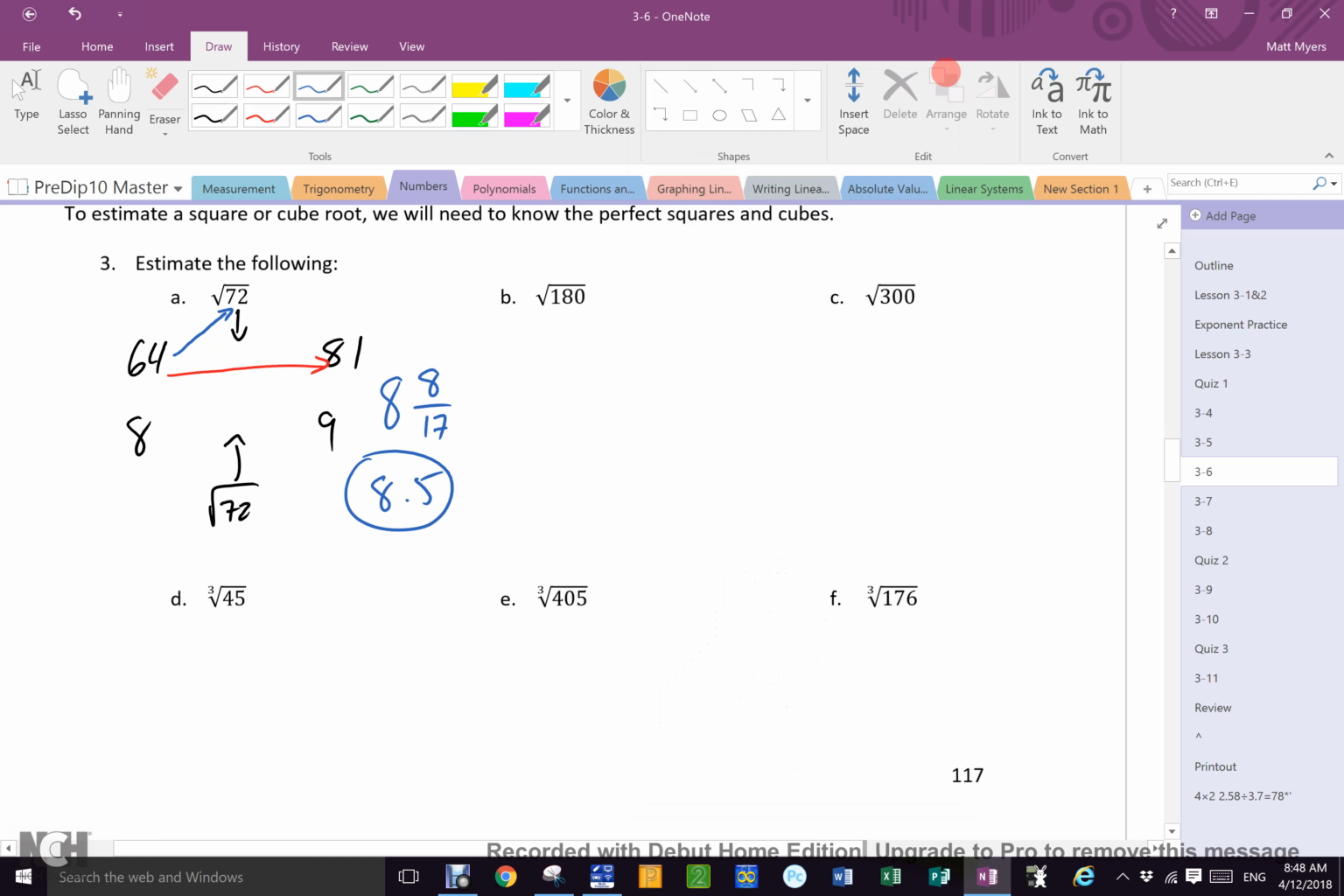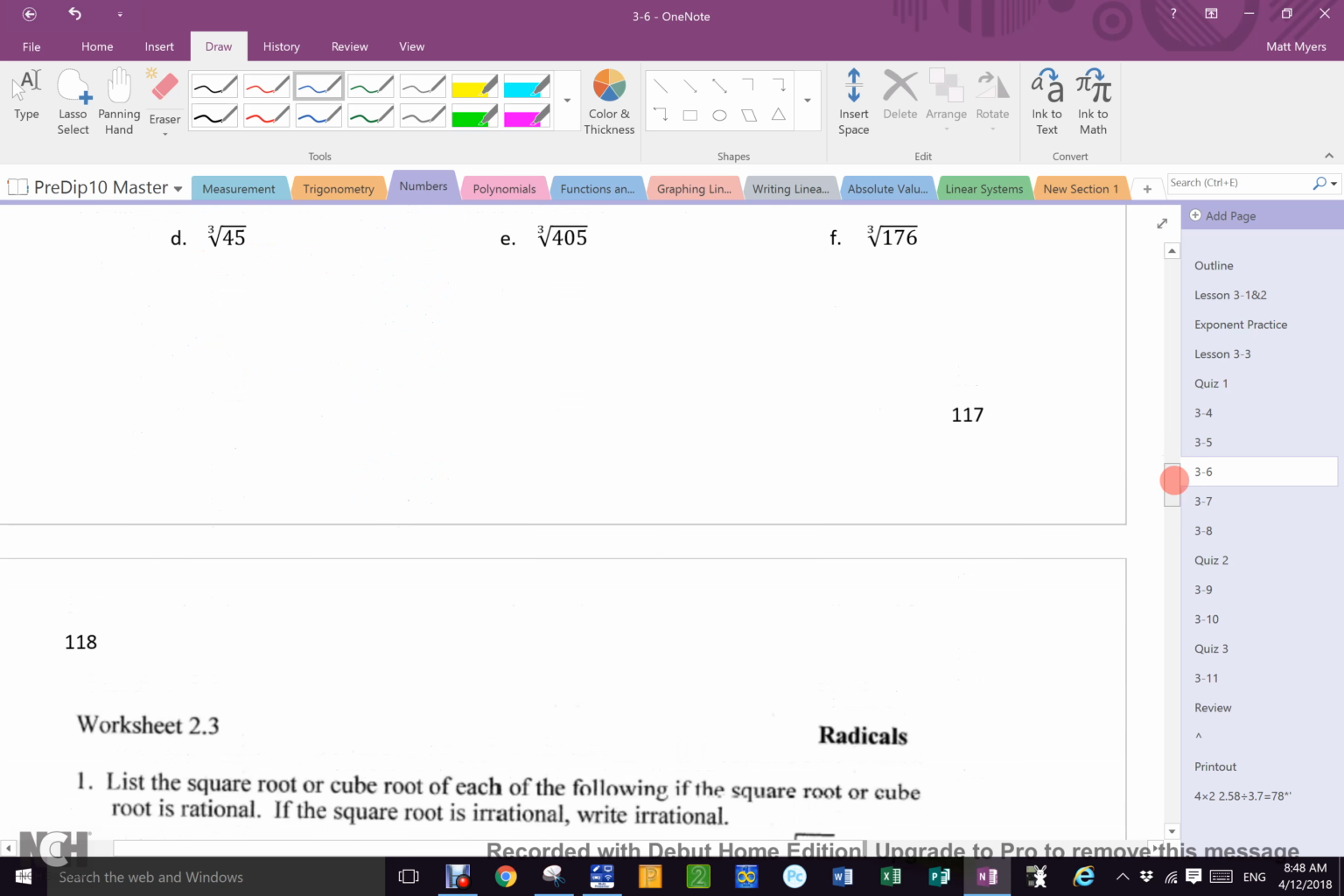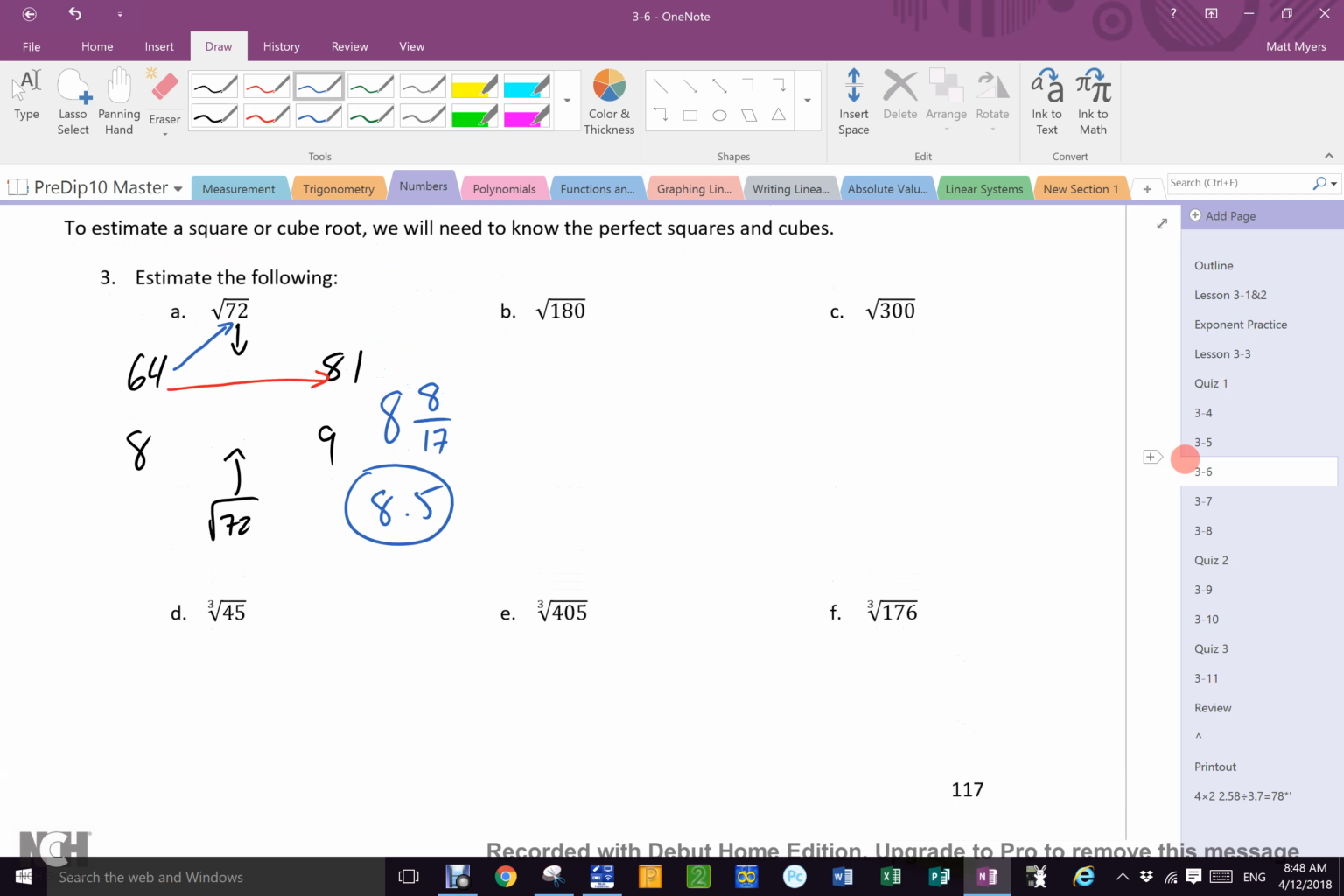Do the next 5. Without a calculator. That's not fair. I'll do one more. I'm not a meanie. 180 is between what and what? 13 and 14, right? 13 is 169. 14 is 196. How far is that? I think you know.